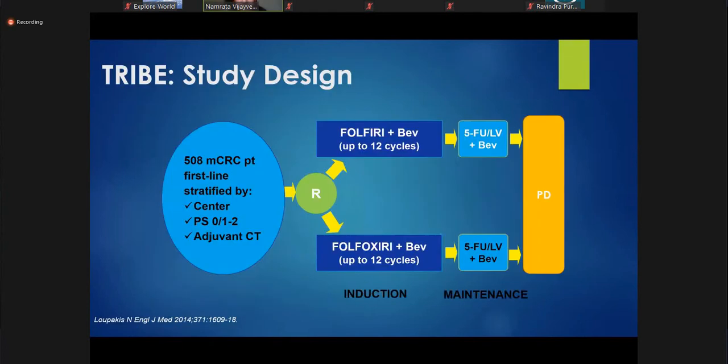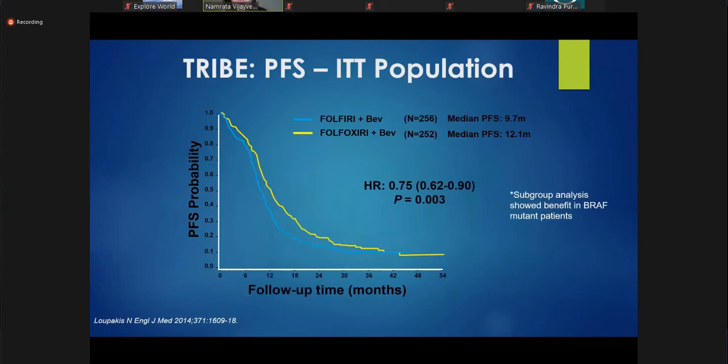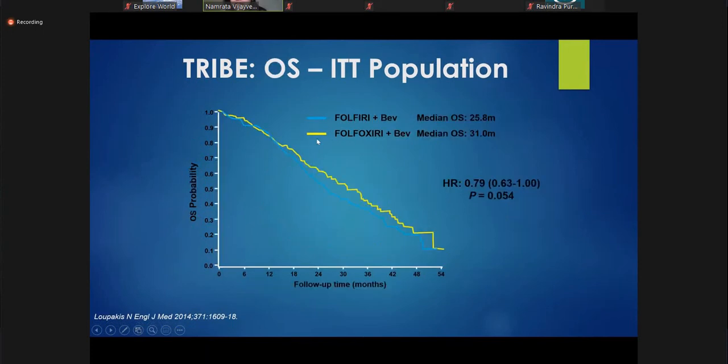More recently, the TRIBE and TRIBE2 studies have shown that even adding irinotecan, so FOLFOXIRI, is sort of becoming the holy grail of all GI cancers. The TRIBE study had 500 patients randomized between FOLFIRI and BEV versus FOLFOXIRI and BEV, and then maintenance therapy. There was definite improvement in PFS in the FOLFOXIRI arm, represented by the yellow here. PFS was 12 versus 9.7 months, and overall survival was 25 versus 31 months, favoring the FOLFOXIRI arm.